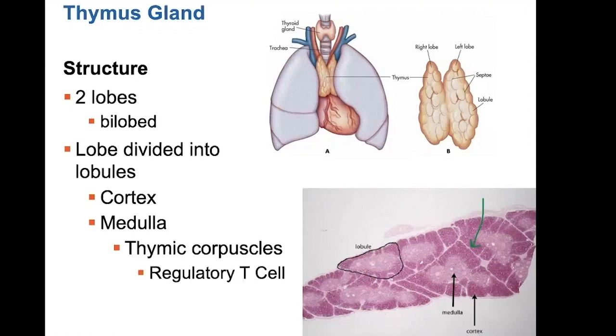I'll talk about the role of regulatory T cells when we study immunity, but they basically turn off the immune response once the antigen has been removed, and they are important for preventing autoimmune diseases. In addition, there is a blood-thymus barrier, which is very similar to the blood-brain barrier.